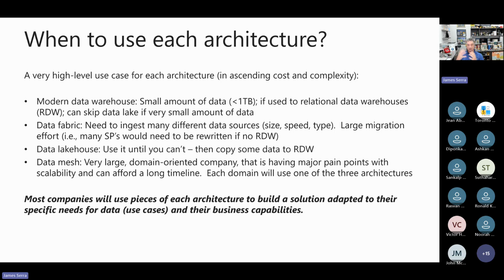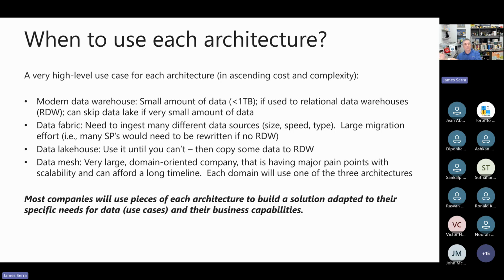A data fabric, that evolution of modern data warehouse, also don't see much anymore because of data lakehouse in there. But I do see it for customers trying to migrate from, say, a large on-prem data warehouse that was all relational.